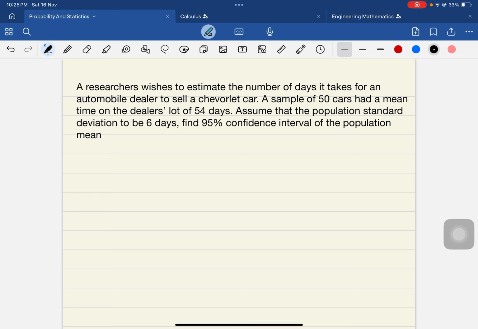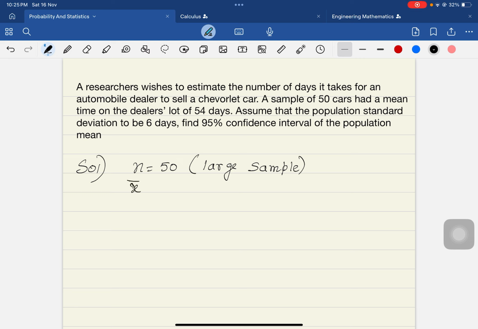What are the given conditions here? The first is n equal to 50. Here it is not told, and in none of the questions will it be told, whether it is a small sample or a large sample. Because n is equal to 50, which is greater than 30, it is a large sample first of all. And what is the mean?